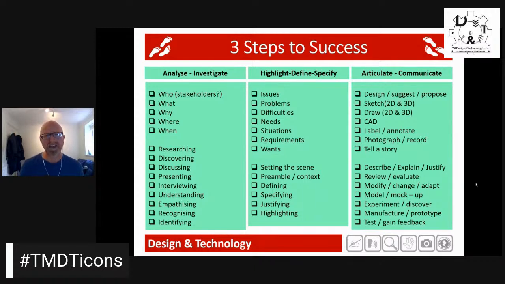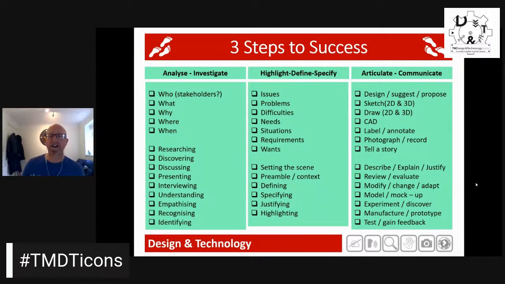Then we move on to the second step, which is highlighting, defining, and specifying. So what are the issues? What are the problems? What are the difficulties? What are the needs? What are the situations? What requirements are there? What wants are there? Obviously, with the user or a client at the heart of this process. And then setting the scene, maybe using a preamble or referring to a context, defining, specifying, justifying, and highlighting.